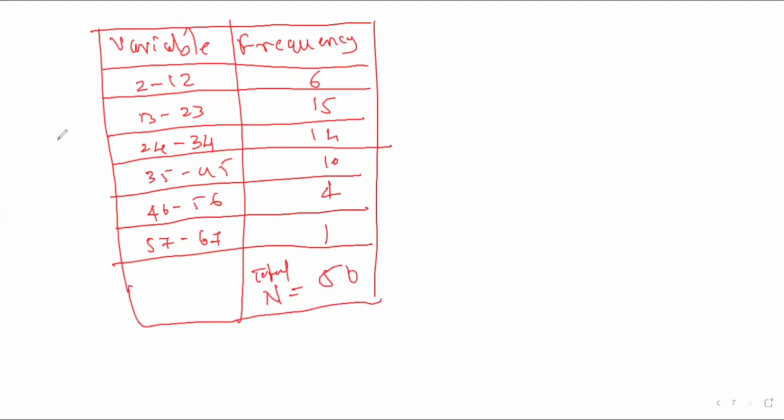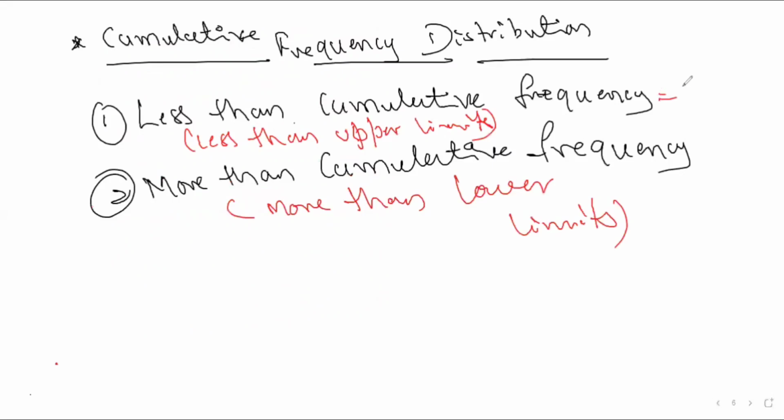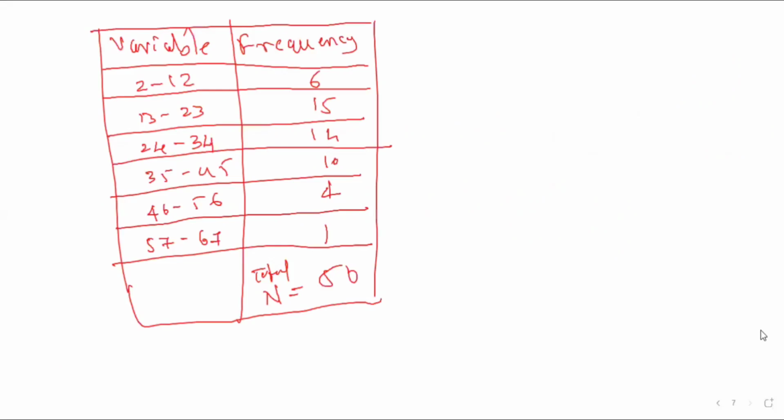Right, and now how are we going to find out LCF? LCF means less than cumulative frequencies. Here, the short form of less than cumulative frequency is LCF. MCF means more than cumulative frequency. Right. So how do we find out less than cumulative frequency and more than cumulative frequency? Now just check here. What are less than cumulative frequencies?